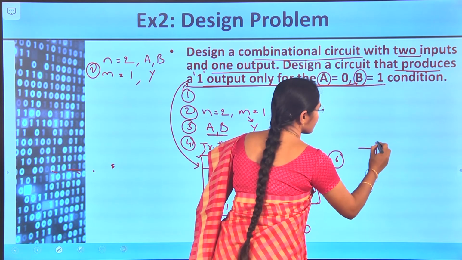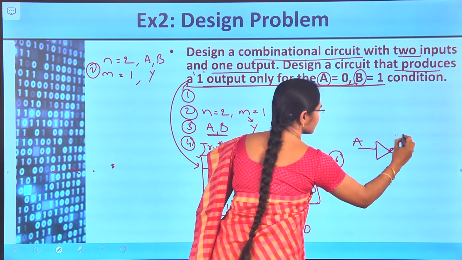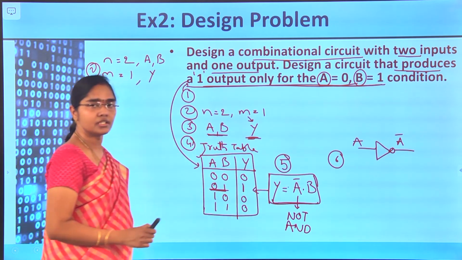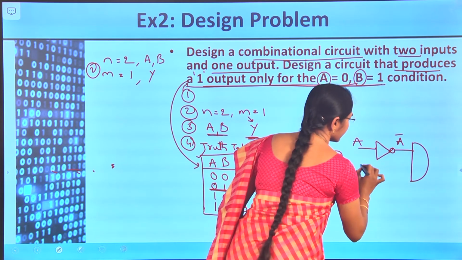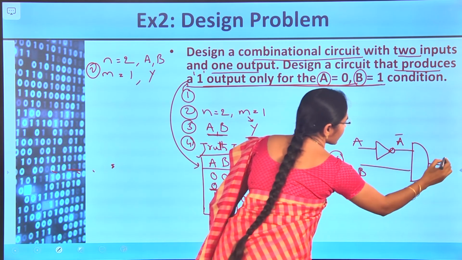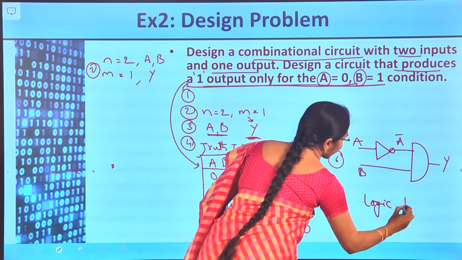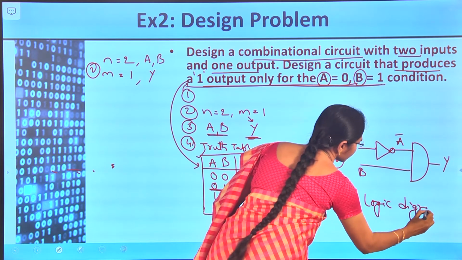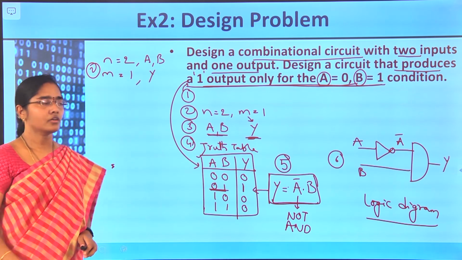Using a NOT gate, first obtain A bar, since A bar is the term in the expression, then use an AND gate for that A bar input and B input to get the y. That is simply the logic diagram. Now it is the logic diagram. Okay.